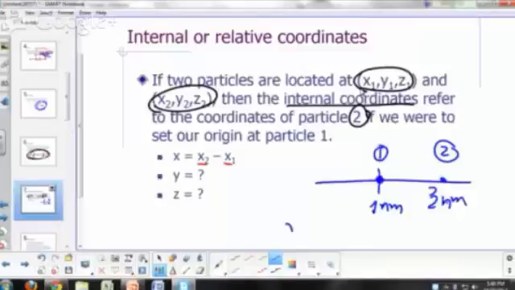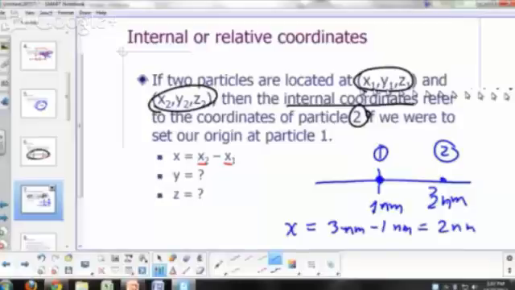So what's the relative coordinate of particle 2 in this case? Where is particle 2 if we set our origin at particle 1? It's 3 nanometers minus 1 nanometer. It's going to be 2 nanometers. It's like saying I'm going to make this 0, so this is going to be 2. So that's what your relative coordinates are.